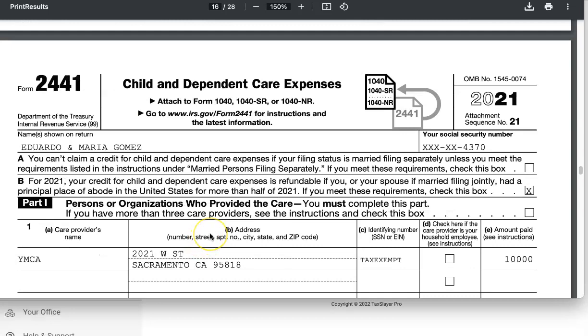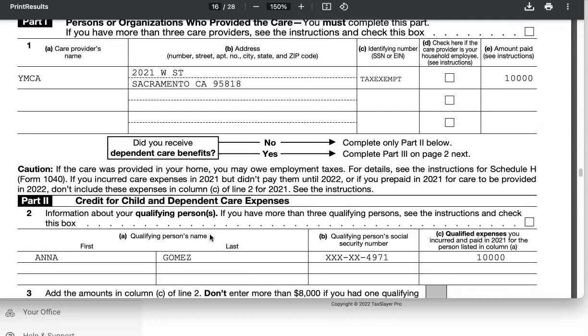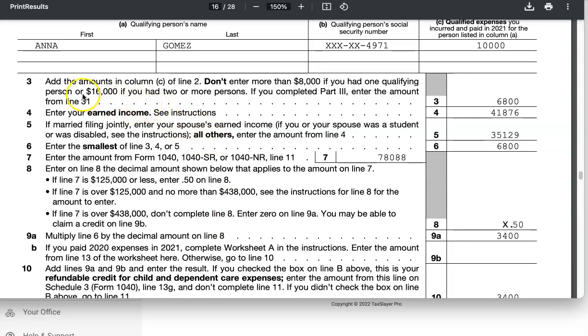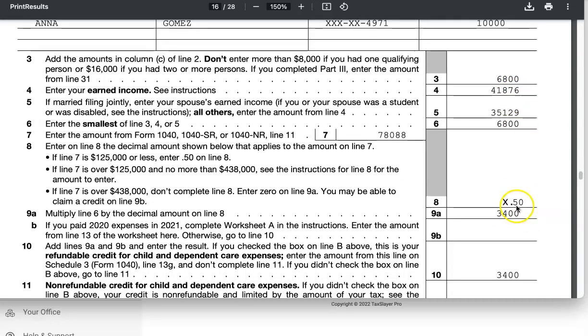And if we look at Form 2441, you see that the calculation for that $3,400 goes like this. The maximum is $8,000 if there was one qualifying person. That is one person who received care. So even though there are 2 dependents who potentially can have received care, only one of them got that. So we start with $8,000, and the reason it's only $6,800 is because the employer contributed $1,200 toward that. So that gets you to $6,800, and they are able to claim half of that as a refundable credit.